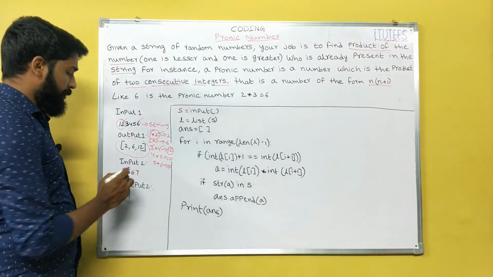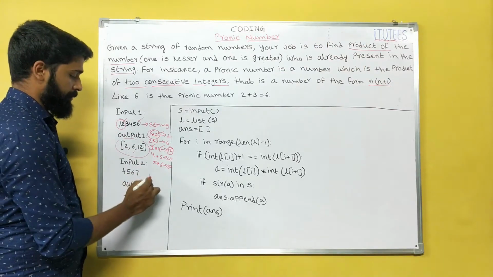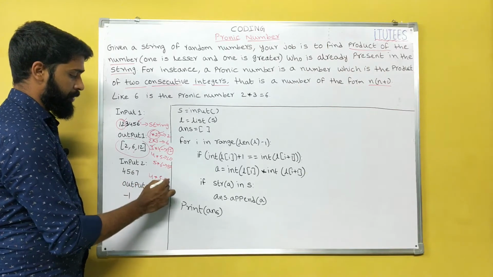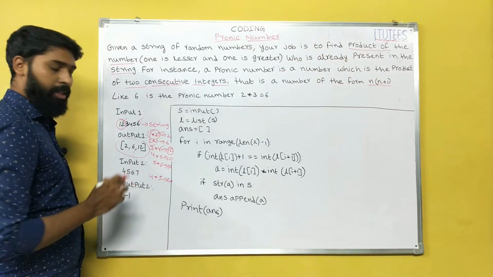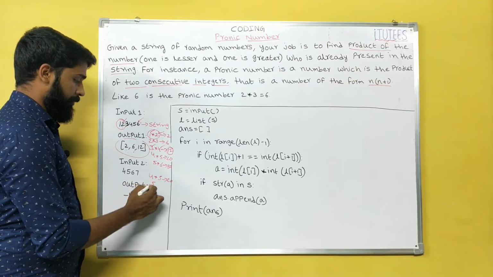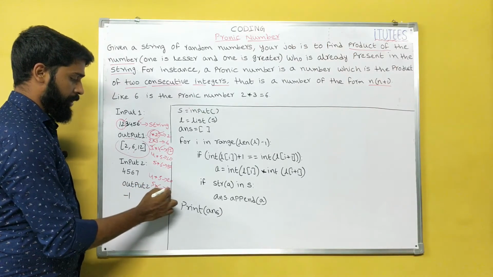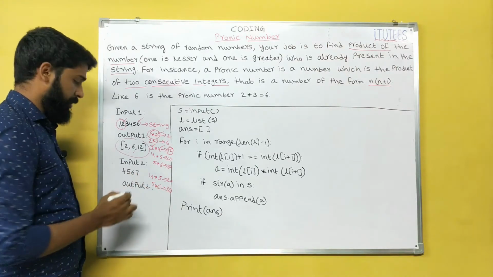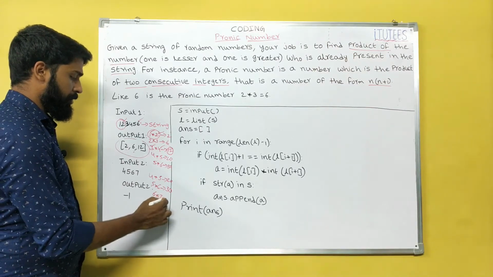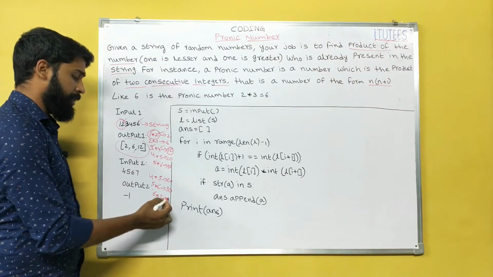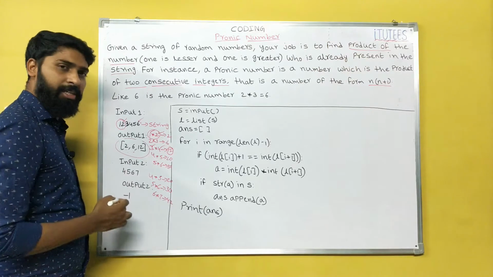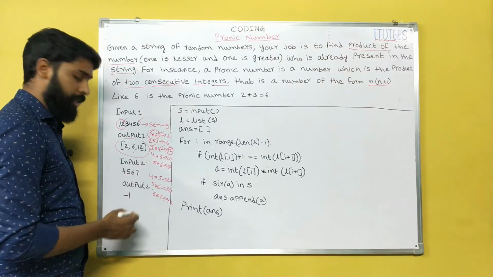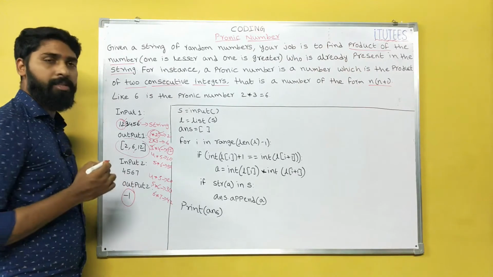We see another input: 4, 5, 6, 7. 4 into 5, 20. 20 is not in the string. 5 into 6, 30. 30 is not in the string. 6 into 7, 42. 42 is not in the string. So nothing is in the list, so we print -1.